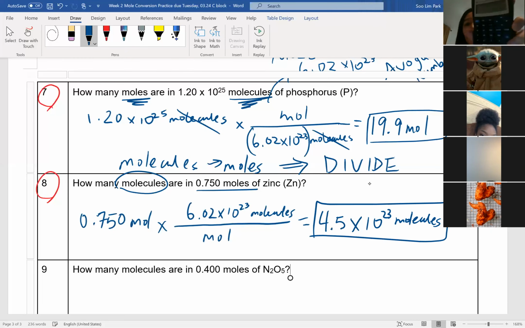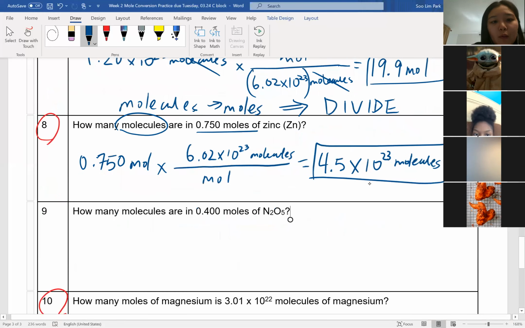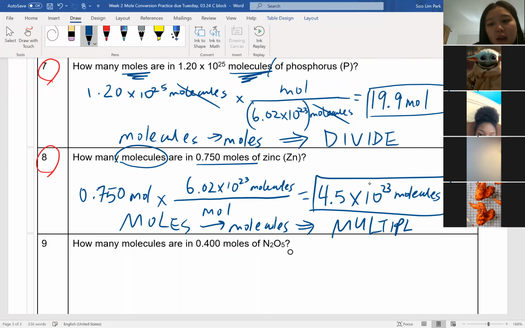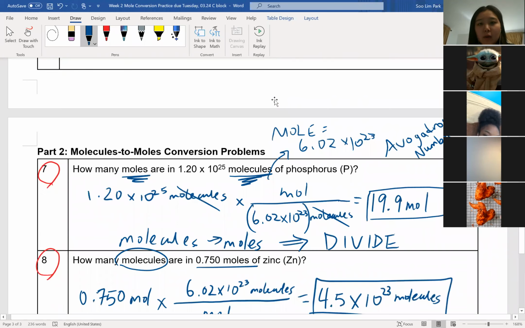All right, so when you plug it into the calculator, don't forget about the exponent, right? You have to enter 10 to the 23 power. All right, so when you go from moles to molecules, we multiply. All right, so do you guys want me to do more problems or are we all set?